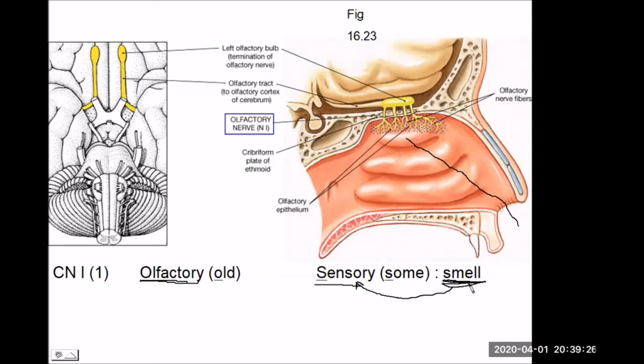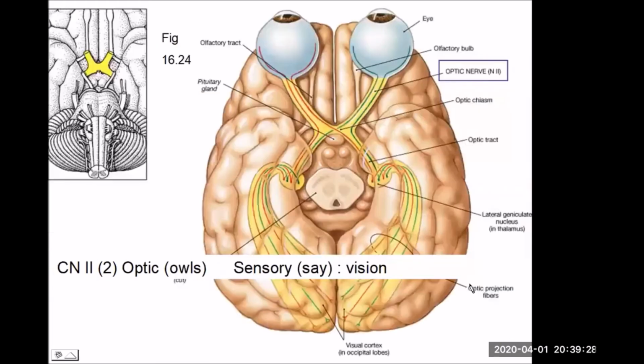So number 2 is where we get to the optic nerve. So optics, vision, sight. And you can see here, this is another sensory only nerve.